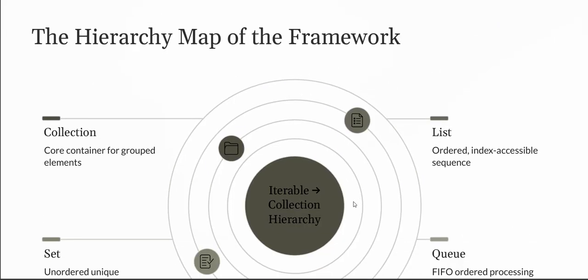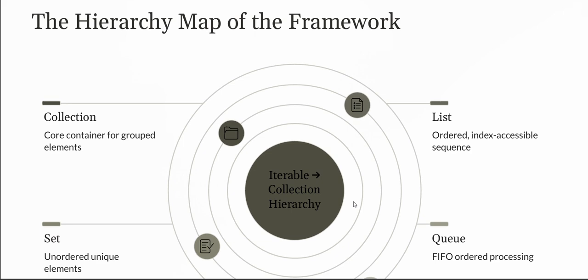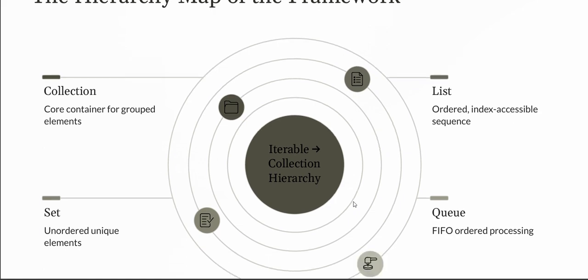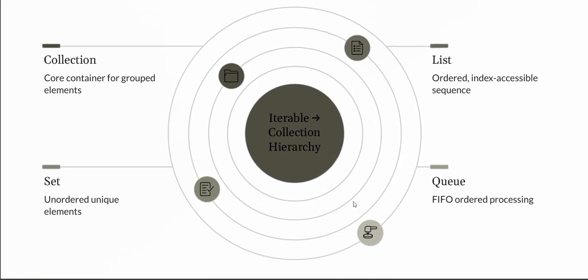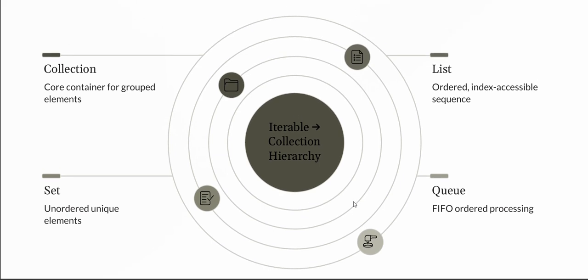Now moving to the hierarchy of the collections framework, showing the hierarchy diagram on screen. This is the map of the world we are about to explore. At the top, we have the collection interface. It has three main children.